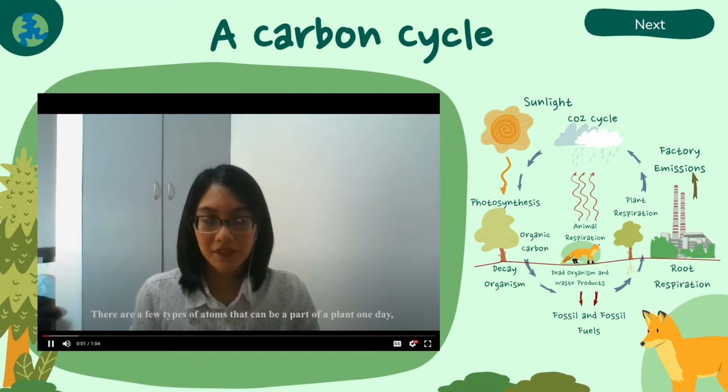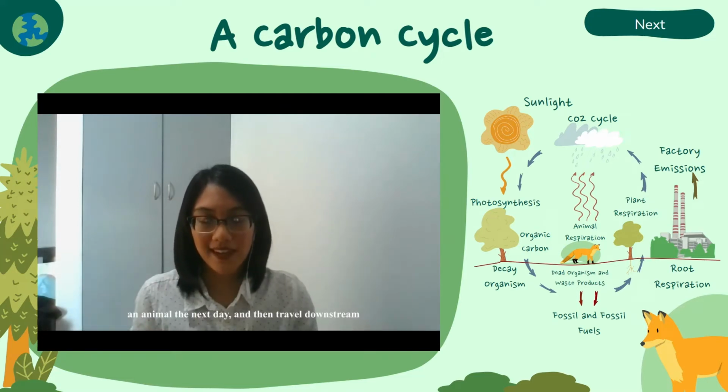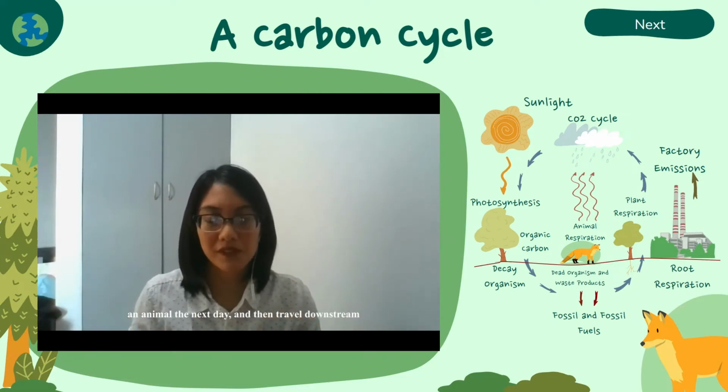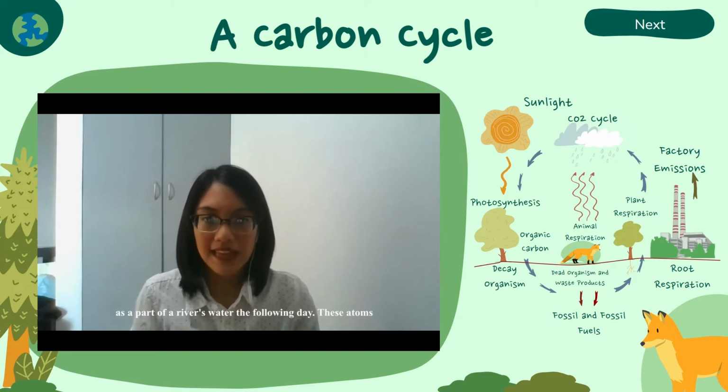There are a few types of atoms that can be part of a plant one day, an animal the next day, and then travel downstream as part of a river's water the following day. These atoms can be a part of both living things and non-living things, which are then recycled over and over within the atmosphere of the Earth.